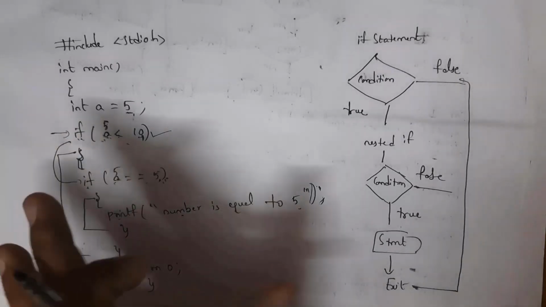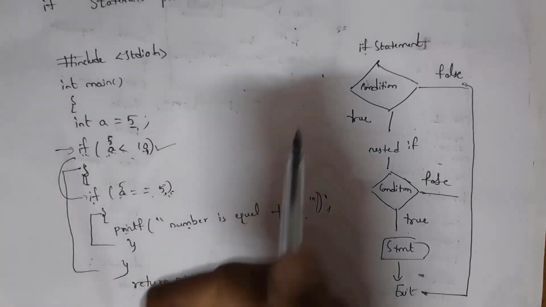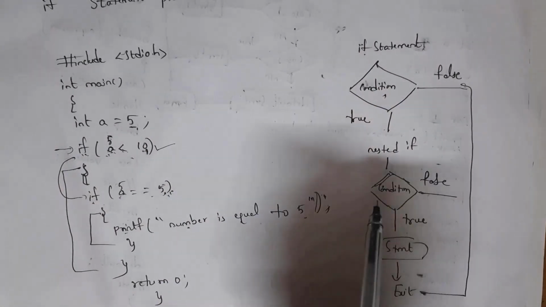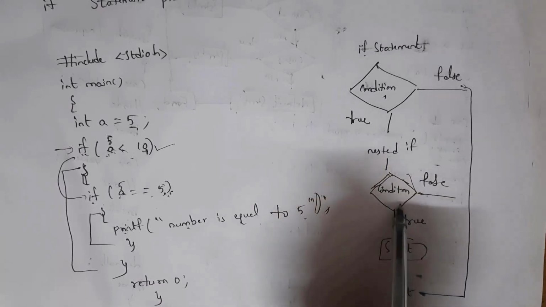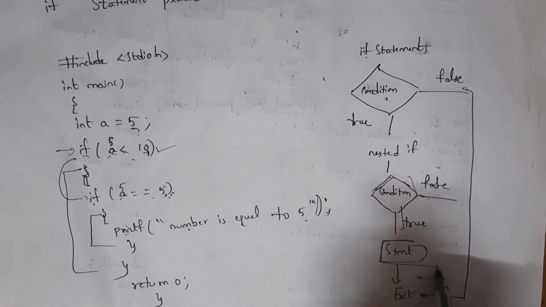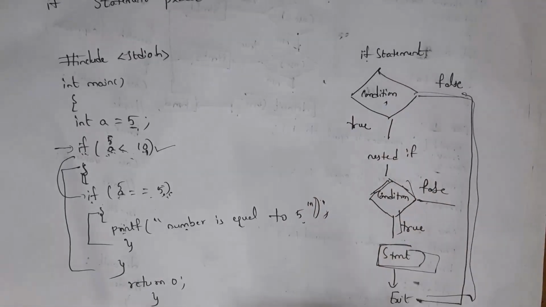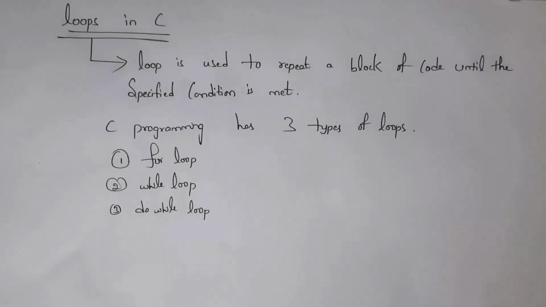This is flowchart for nested if statement. At first you need to give if condition. If this condition is true, then again it will go to nested if condition. And if this nested if condition is true, then it will print statement which is present in nested if. If these conditions are false, then it will exit. This is flowchart for nested if statement. Next I will explain loops in C.